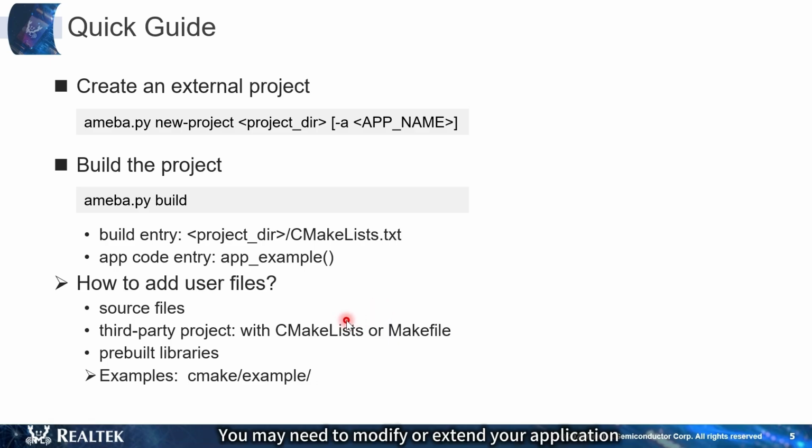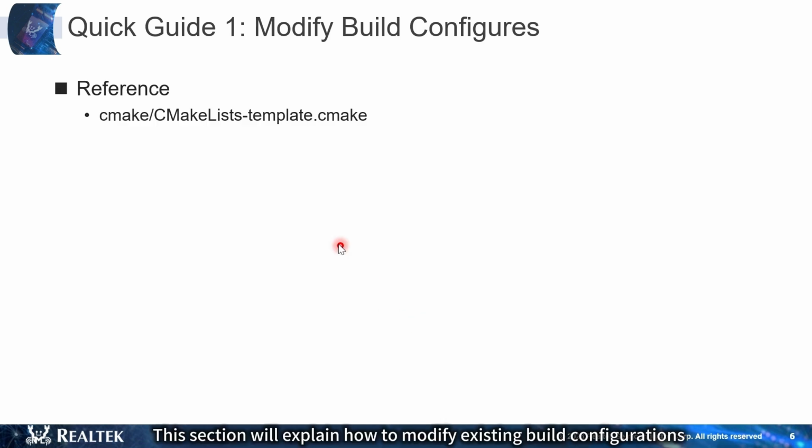You may need to modify or extend your application, add files or components to the project, and adjust the build configurations. We provide several usage examples, including adding a set of source files, adding an independent third-party project, which may be implemented with CMake lists or Makefile, adding pre-built library files, and linking them to the current firmware. This section will explain how to modify existing build configurations.